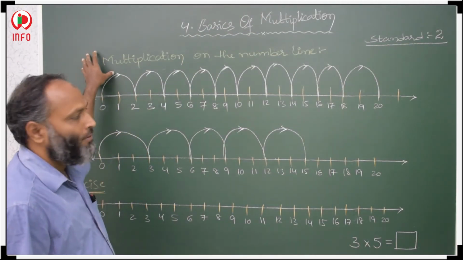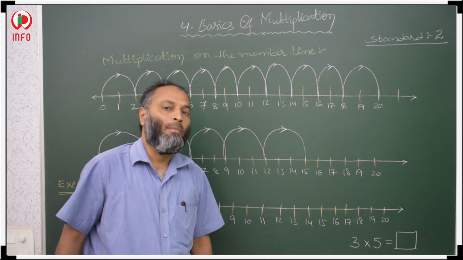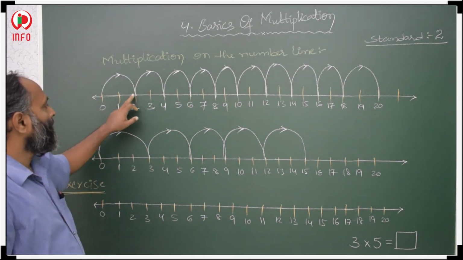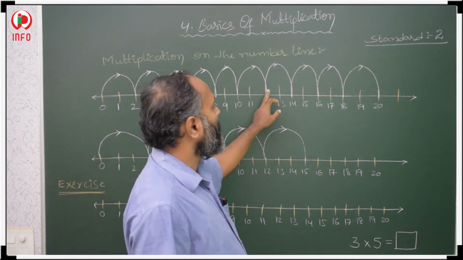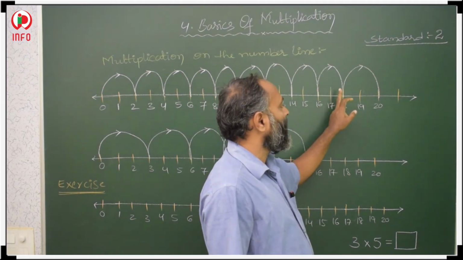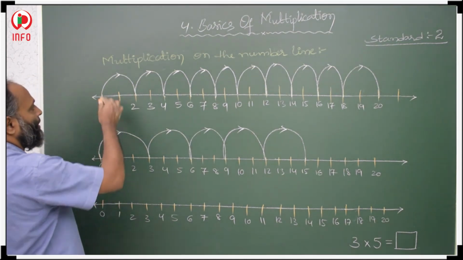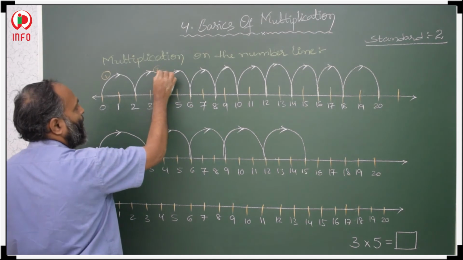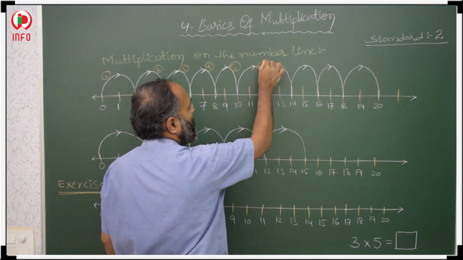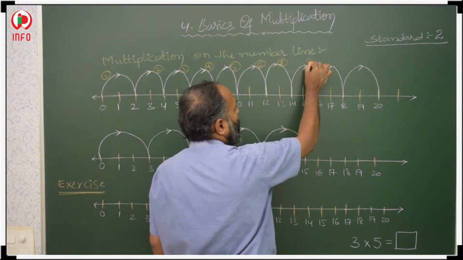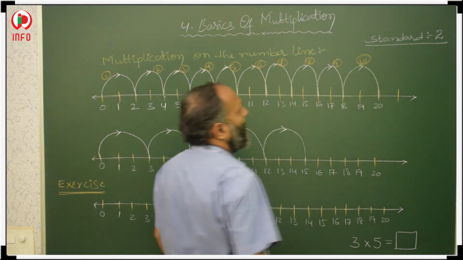Yes, now students, we are going to learn about multiplication on number line. So how to multiply on number line. You can see here. 0 to 2, 2 to 4, 4 to 6, 6 to 8, 8 to 10, 10 to 12, 12 to 14, 14 to 16, 16 to 18, 18 to 20. So total equal groups are there. This is first group, second group, third group, fourth group, fifth group, sixth group, seventh group, eighth group, ninth group, 10th group. Total 10 groups were there.